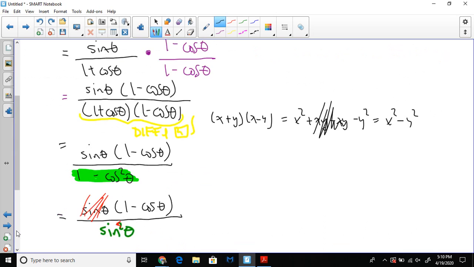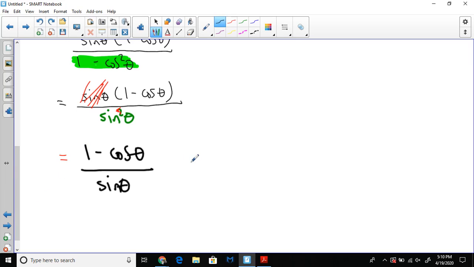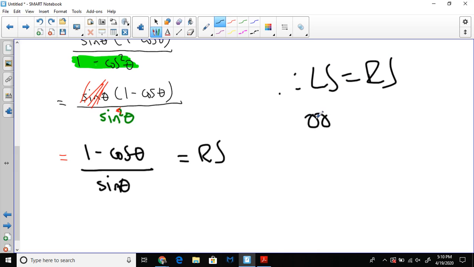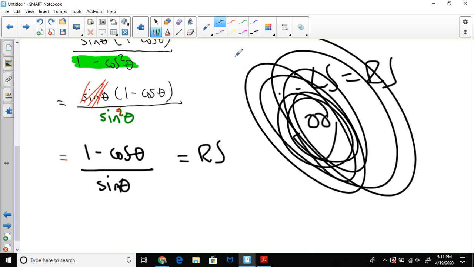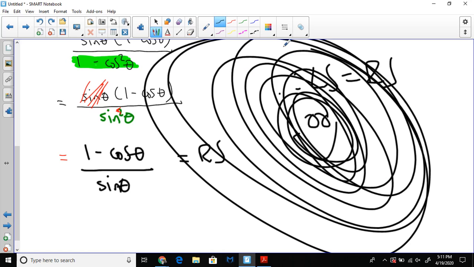Man, I'm so stoked. It's so good. Okay, so this equals the right side. Therefore, left side equals the right side. And that is amazing.